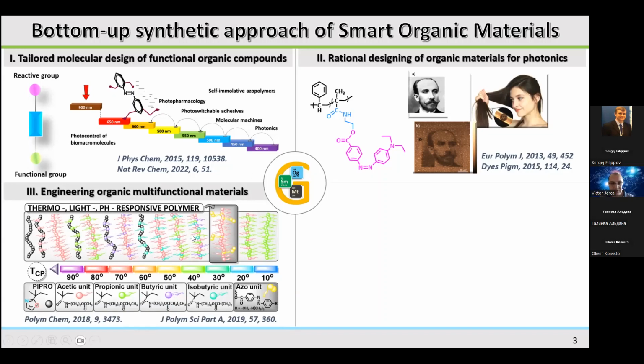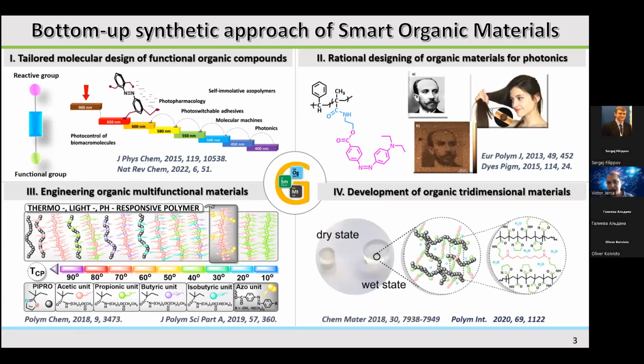We also try to integrate various dynamic functions in complex materials, and for this we develop multifunctional organic materials with complex response to external stimuli such as pH, temperature, enzyme, and so on. And finally, the last topic in the group is related to the development of organic three-dimensional materials. And by three-dimensional materials, I mean hydrogels, micro and nanoparticles, and fibers and nanofibers recently.